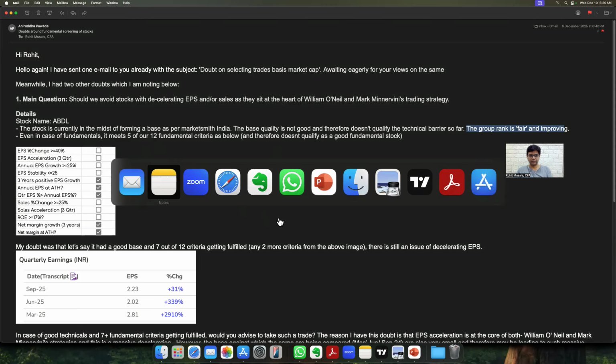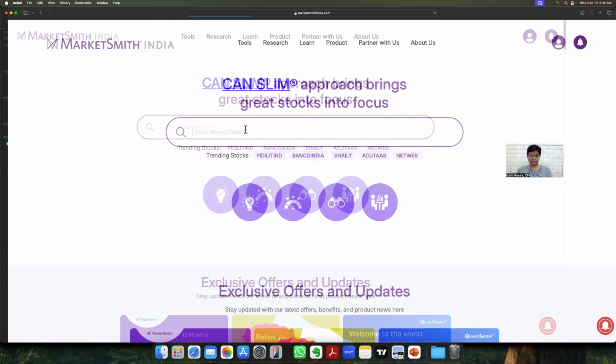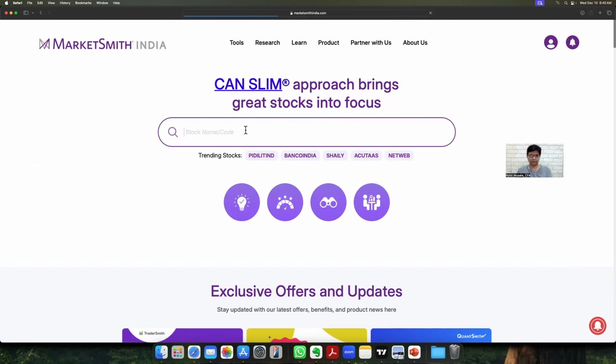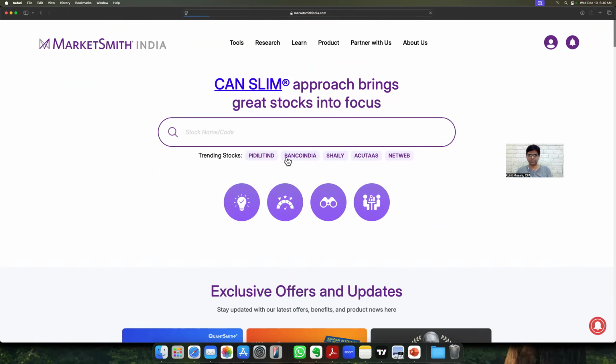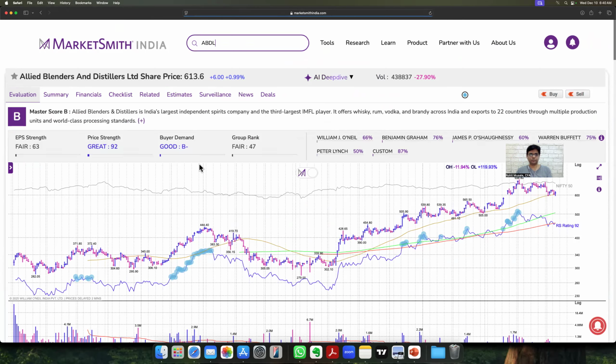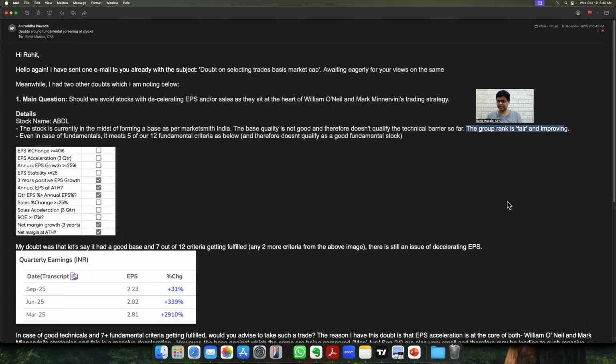So let's go to MarketSmith. Let's write here ABDL. Allied Blenders and Distilleries. So he's talking about the fair group rank. Now this group rank is fair because it is more than 40. When the group rank is more than 40, you don't outright reject the stock because the group rank is not less than 40. You look for improvement in the industry group rank. So 6 months ago, what was the group rank? Now, what is the group rank?